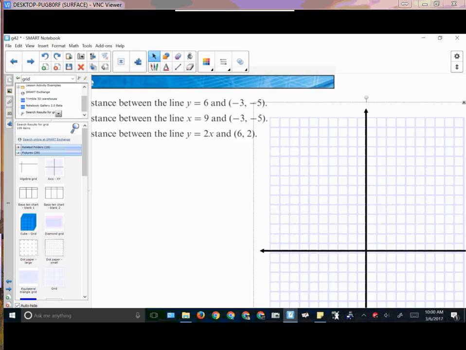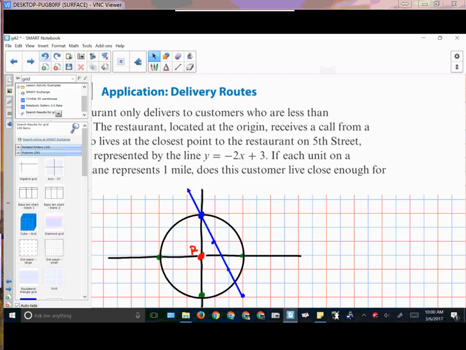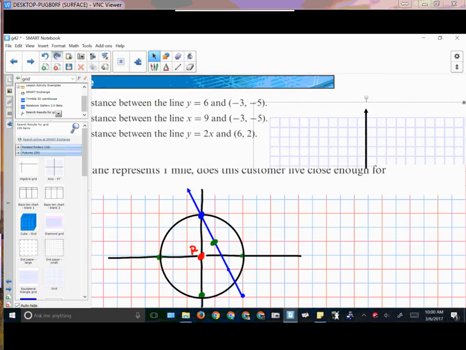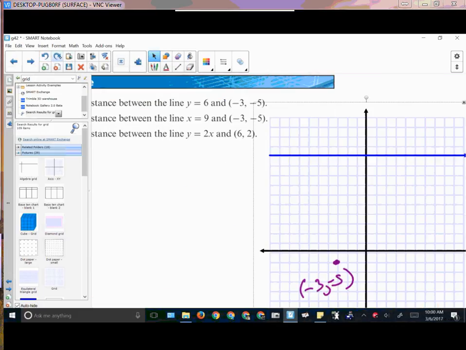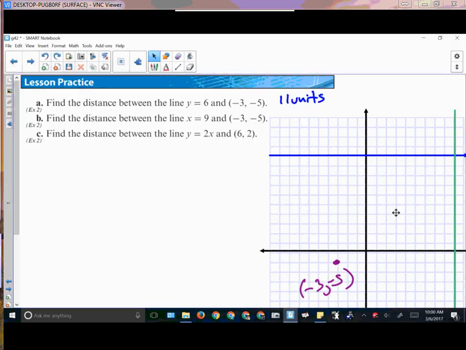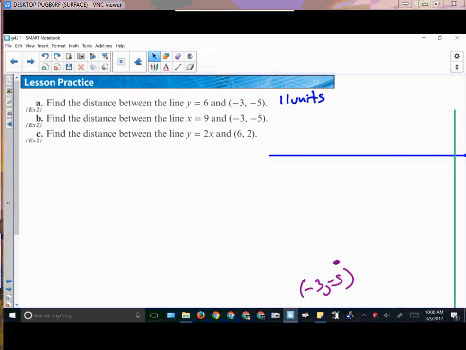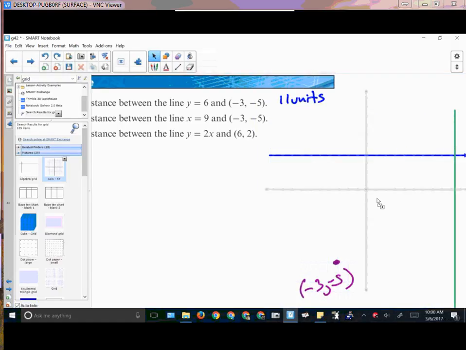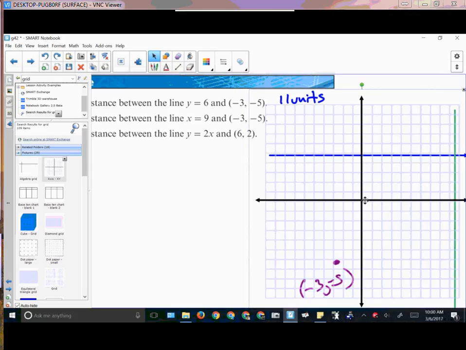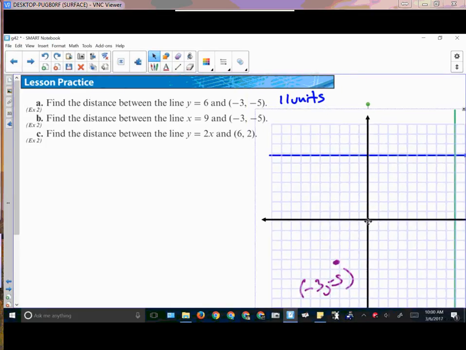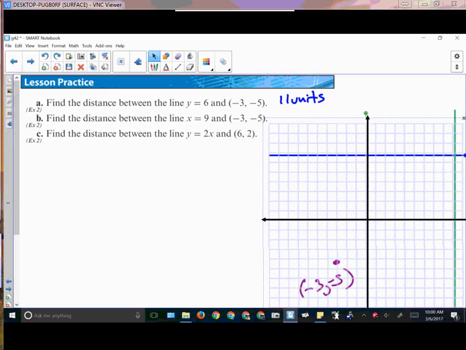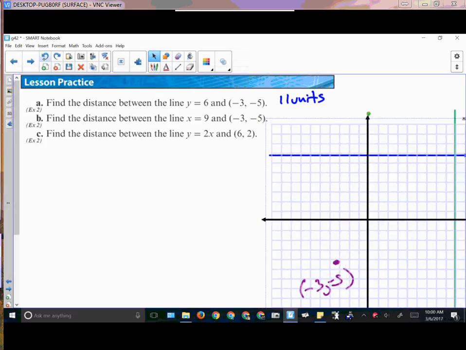Okay, so back to here. Put everything back. Delete that. Grab me a new grid. And let's see, this one's supposed to be up here. That we know it's at 9. Oh, that's what happened to it. It all unhooked itself.